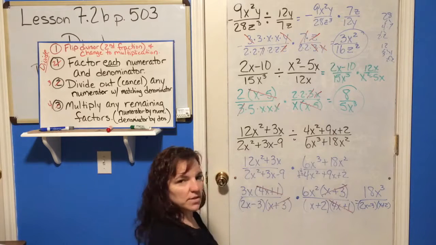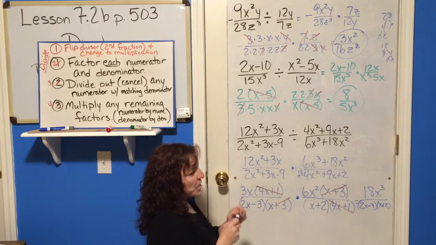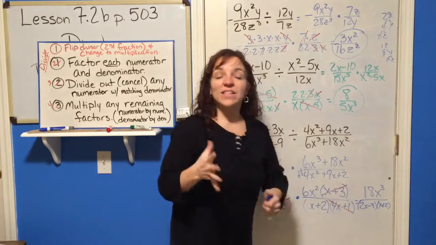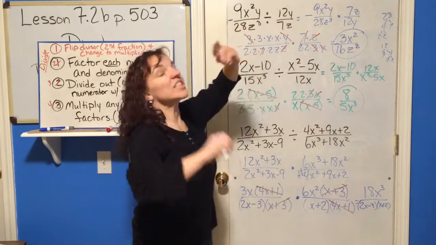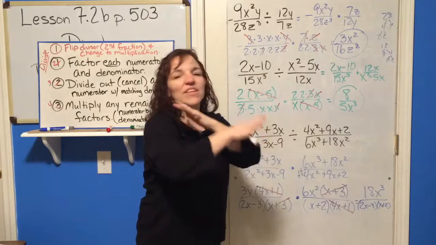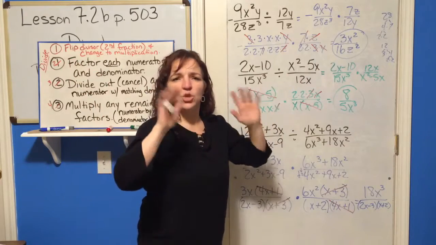All right, can you see that? Is it too small? All right. So that's all you do on that type: just don't forget to flip the second fraction, and then it's just factoring and canceling. Too crazy fun.